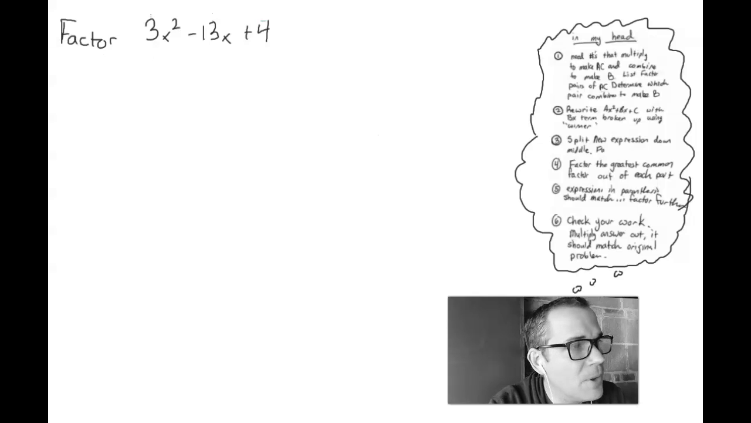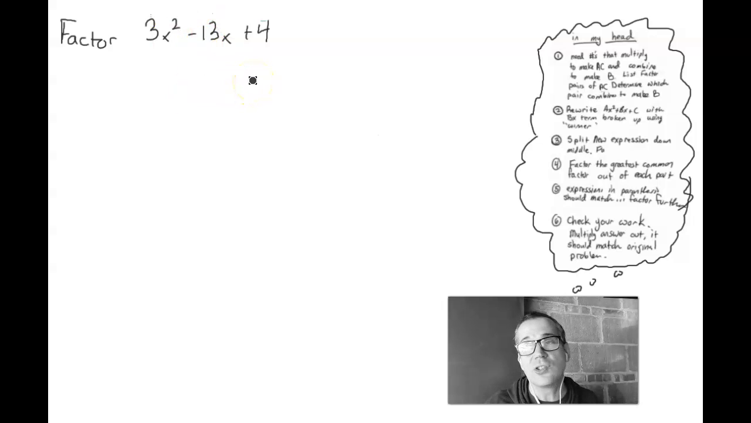We have a second example. This one's got a few little twists that the one we did in class didn't have. That's a negative 13. Process doesn't change. The mental gymnastics is a little bit more intense. Process is exactly the same.